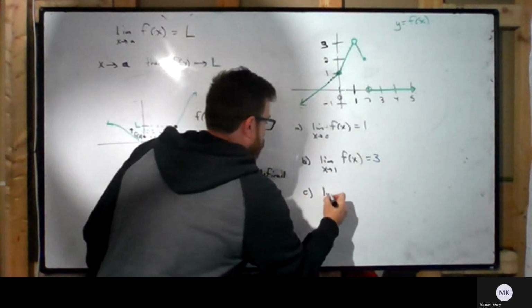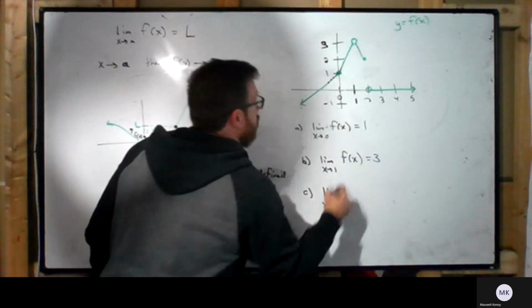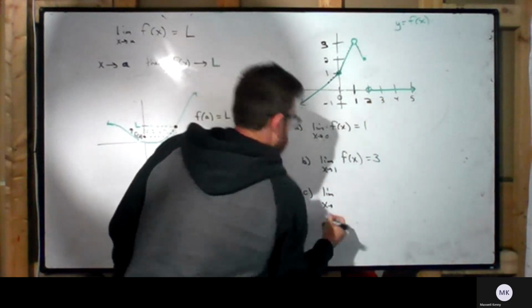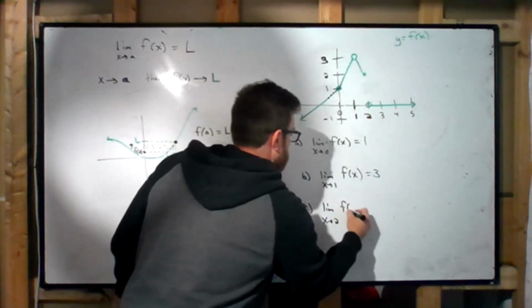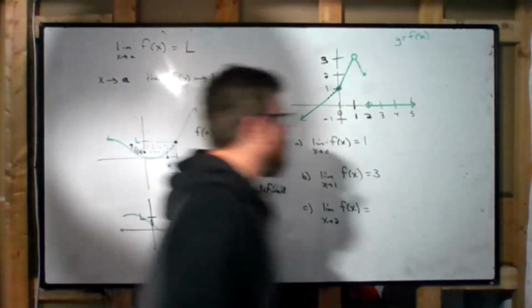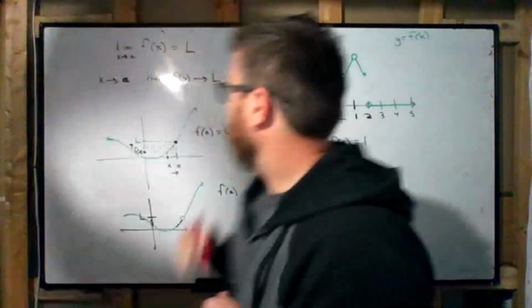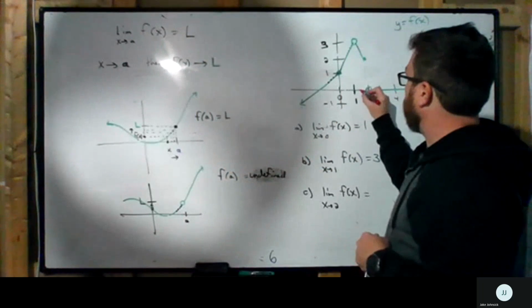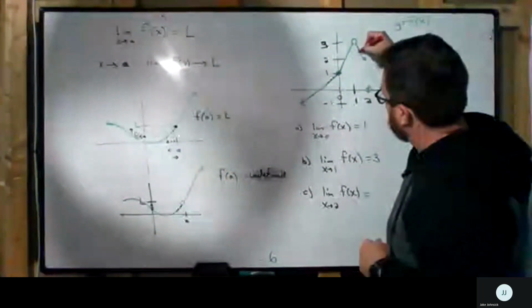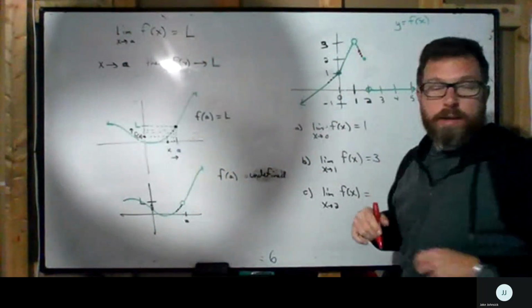Now, C, if I ask you what's the limit as x approaches, let's say, 2 of f of x. Well, if I come from the left of 2, so here 1, I'm getting closer to, so I'm actually living up here, so points are doing that, right?